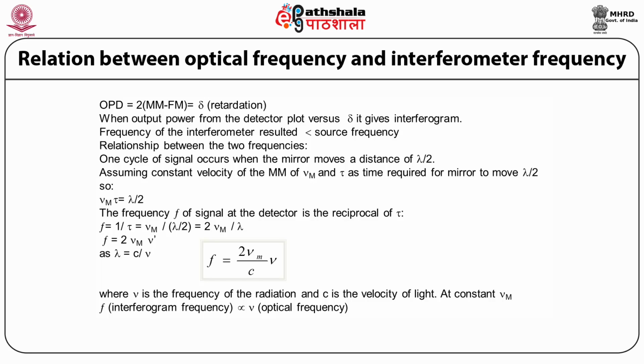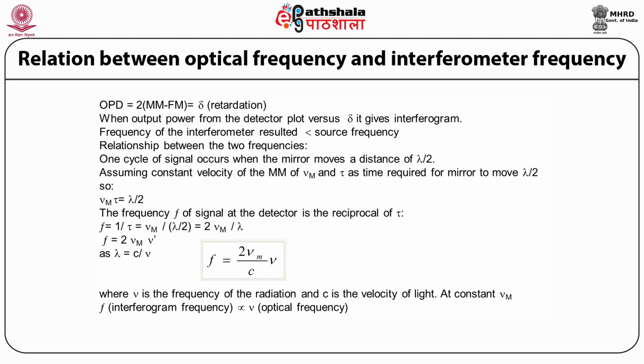So the relationship between the two frequencies is given as follows. One cycle of signal occurs when the mirror moves a distance of lambda by 2, and assuming the constant velocity of the mirror Vm, and tau as the time required for the mirror to move lambda by 2. So Vm tau equals lambda by 2.